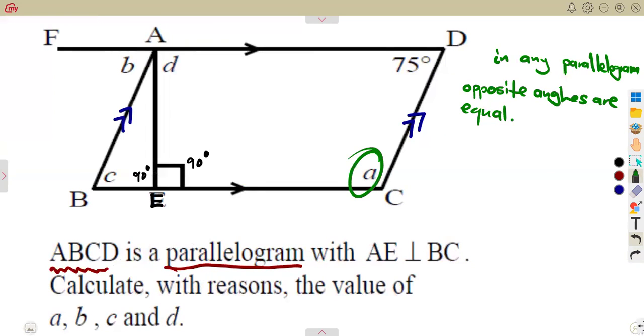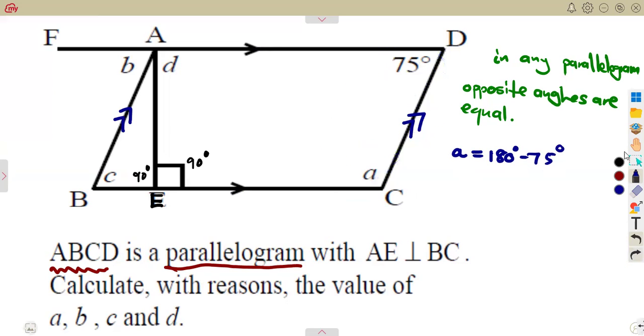Let's start with A. There we have got parallel lines. We are forming a C like this. Remember, when you form a C, these are co-interior angles. So that means we can calculate A. A is simply going to be 180 degrees minus 75 degrees.